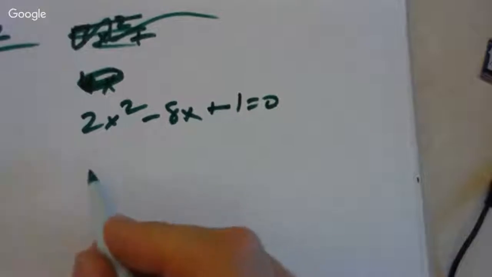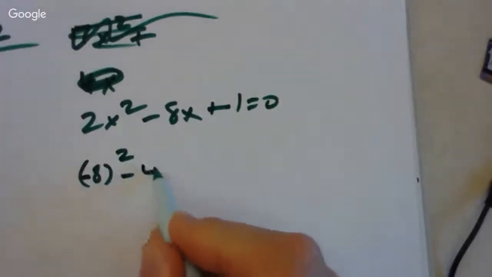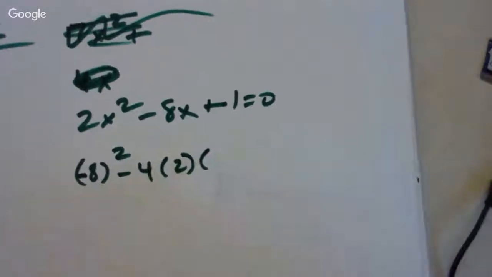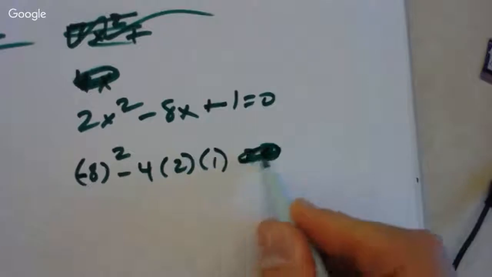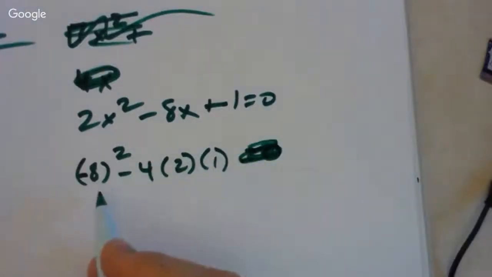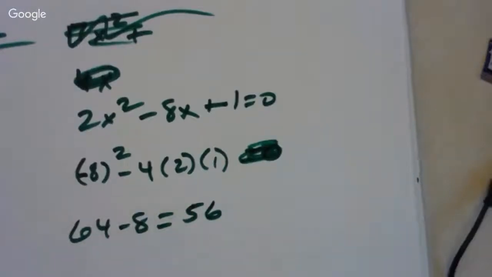All right, b squared minus 4ac. So I have negative 8 squared minus 4 times a times c, which is my discriminant. It's not equal to anything. What's 8 squared? 64. 4 times 2 is 8, times 1 is 8. 64 minus 8 is 56. Yay. So how many solutions am I going to have? 2. And they're both going to be real, because it's positive.